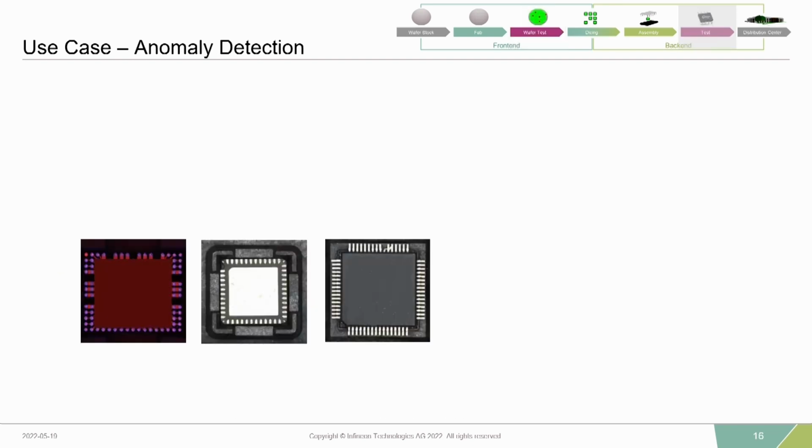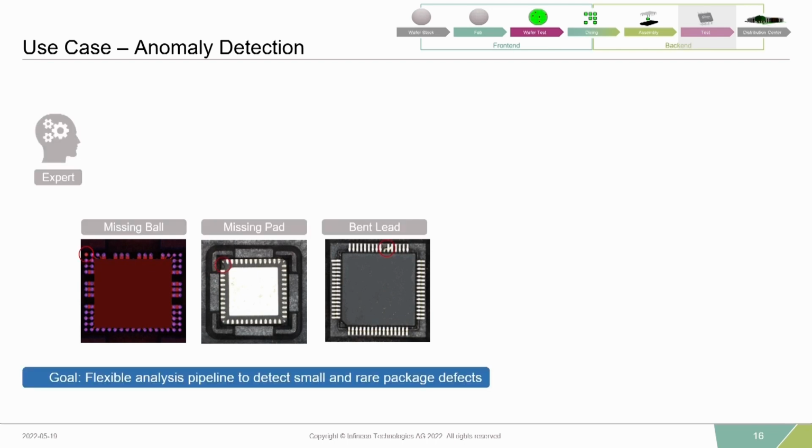And as another example, now we are already on the backend side at testing. It's about anomaly detection. Here we are already dealing with the packaged devices, and you can see anomalies like missing ball, missing bead, or also a bent lead. And the challenge here is that these failures or anomalies do not happen very often. So here we are in an even more unbalanced data situation.